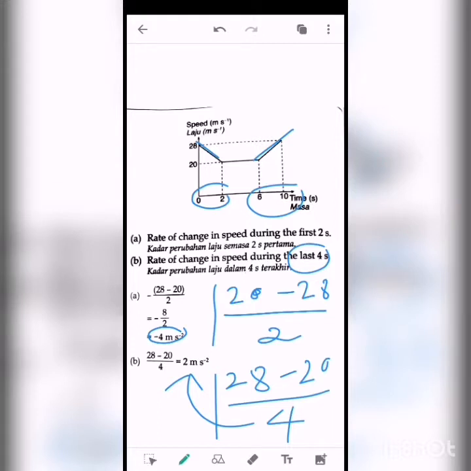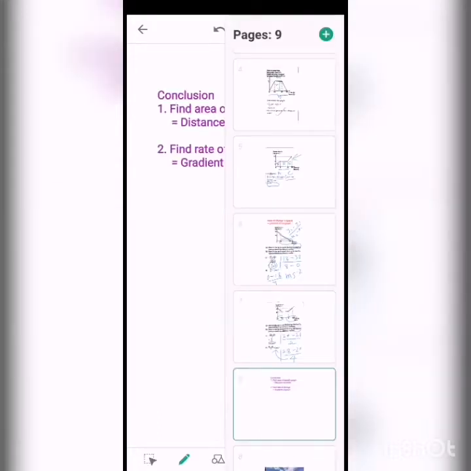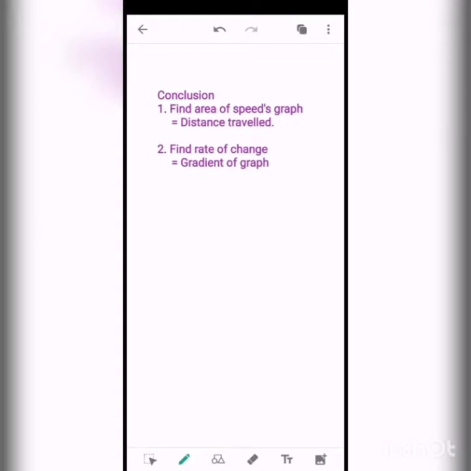So today we only learned 2 things. The conclusion is, if you want to find the distance travel, you need to find the area of the graph. If you want to find the rate of change, you just find the gradient of the graph. Don't forget, for speed, the final answer cannot be written as negative, but for rate of change, you need to write down the negative if the graph is downhill.